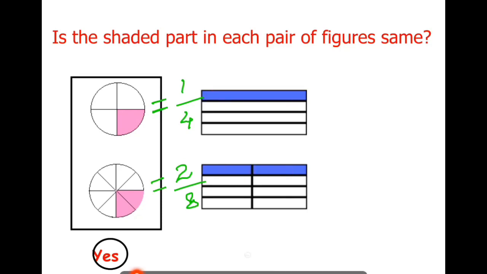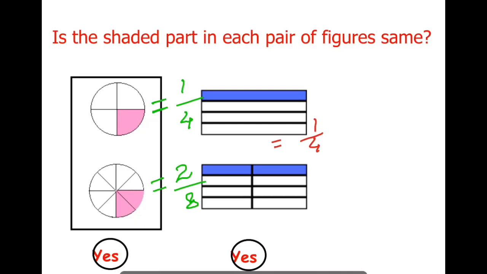Let's find out the answer. Yes, the answer is again yes. Now dear children, let's write down the fraction for it. What's the fraction for this figure? Here the total number of parts is 4 and the shaded portion is 1.